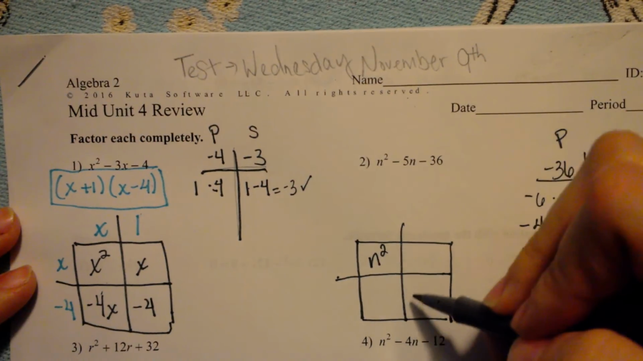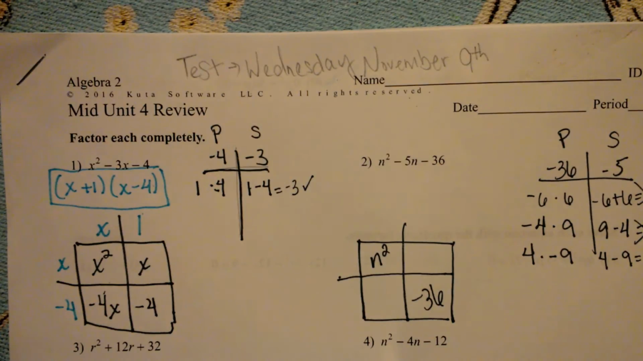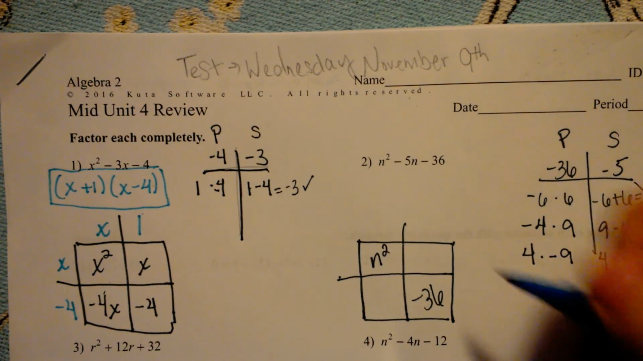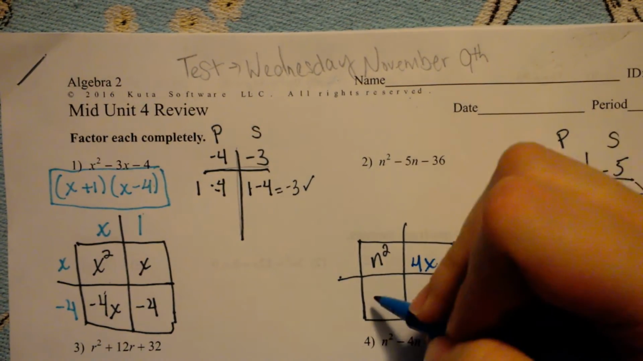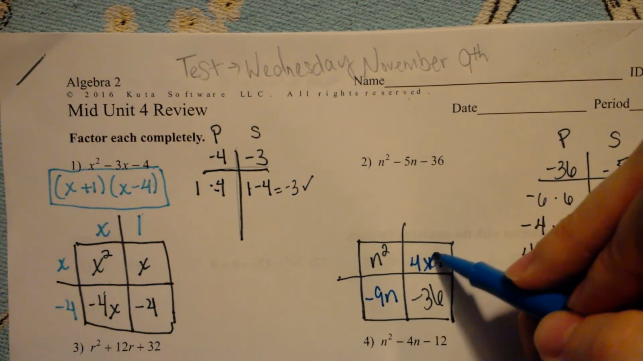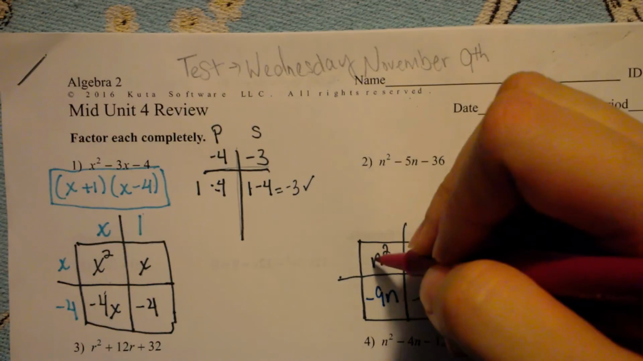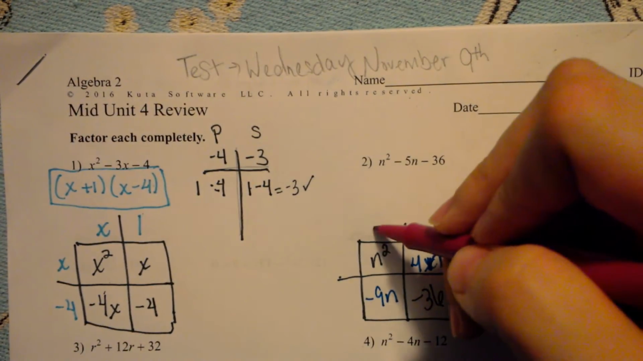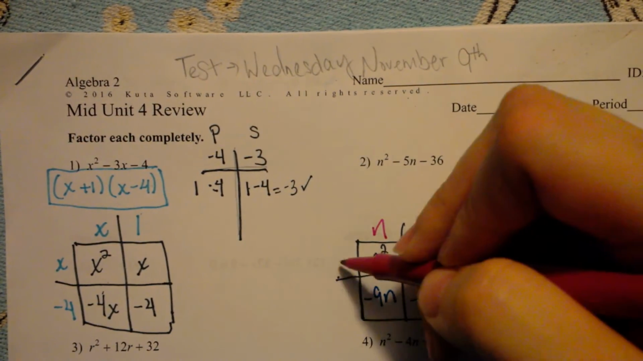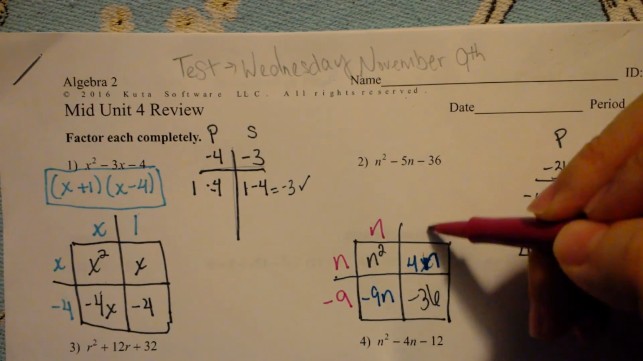So n squared and negative 36. And then my factors, 4n and negative 9n. Oh, I'm mixing up my variables. So n squared and negative 9n have an n in common. These have an n in common. These have a negative 9 in common. And these have a 4 in common.